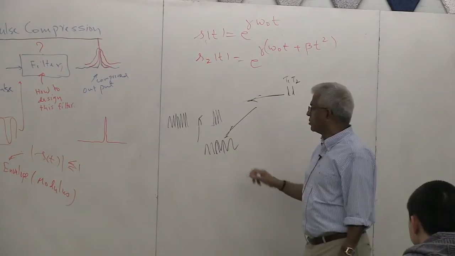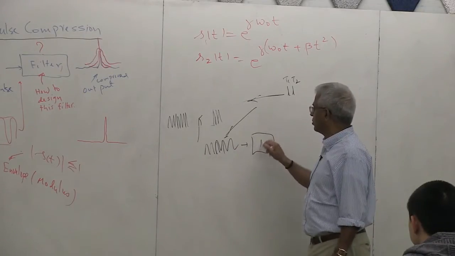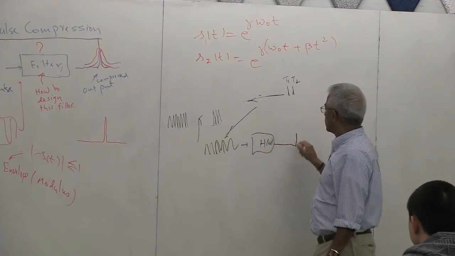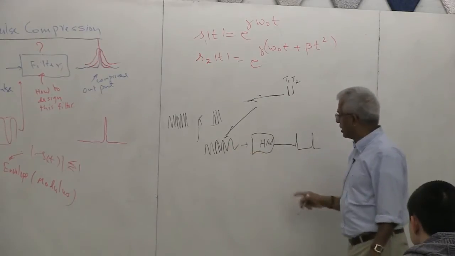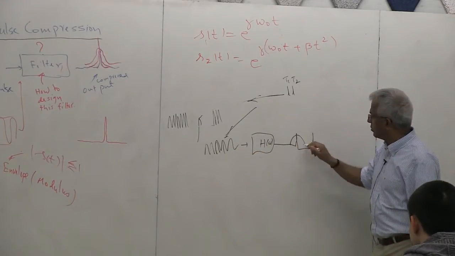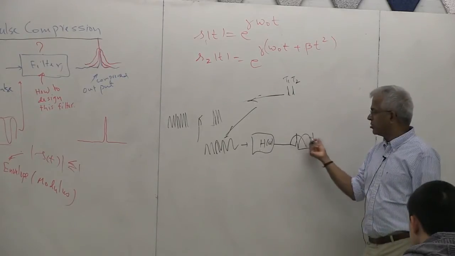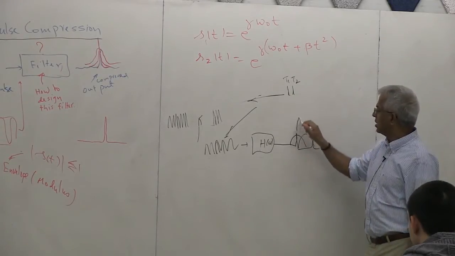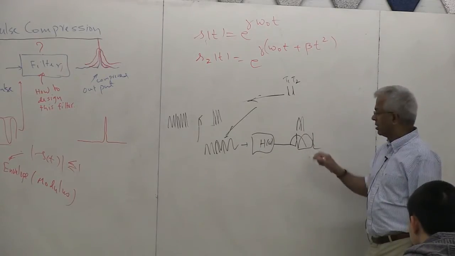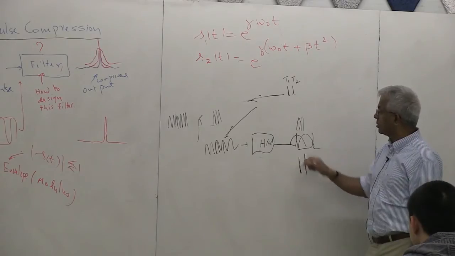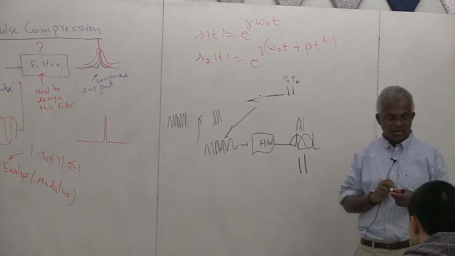Whatever you receive, you want to pass it through a filter. Some processing needs to be done so that the output will look like this, so that you know that there are two targets. If the output is very wide, then the two outputs may look like this, so you will miss that. If the compression is not good, then if two targets are nearby, the output is going to look like this. If the compression is good, then even closely spaced targets you can recognize. That's the idea of pulse compression.